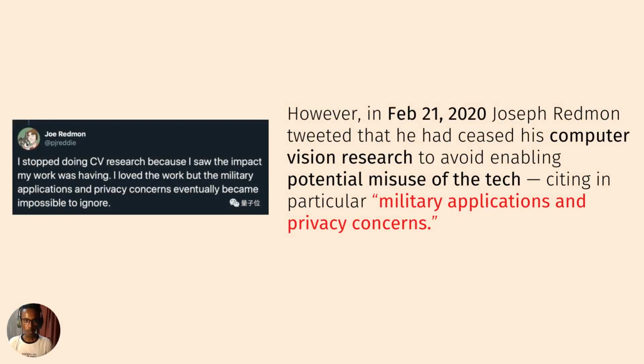However, on February 21, 2020, Joseph Redmon tweeted that he had ceased his computer vision research to avoid enabling potential misuse of the tech, citing in particular military applications and privacy concerns. So he didn't want to continue contributing to computer vision research because he feared that there might be a misuse of this kind of technology in military applications.